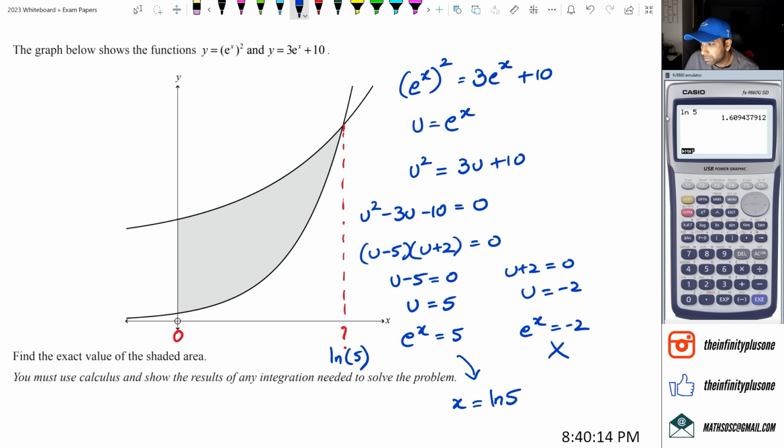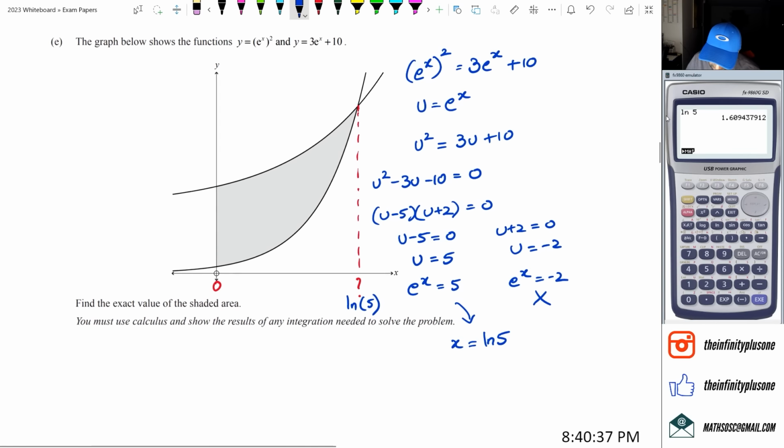Now, I know some of you might be asking: what if I use that 1.609? Will I get it right? Will I get it wrong? I'm not sure, because in the answer schedule they've kept everything at ln of 5 and there are no decimal points anywhere. My initial guess is it should be okay, but I don't want to be quoted on that, so I will probably stick to the ln of 5 method.